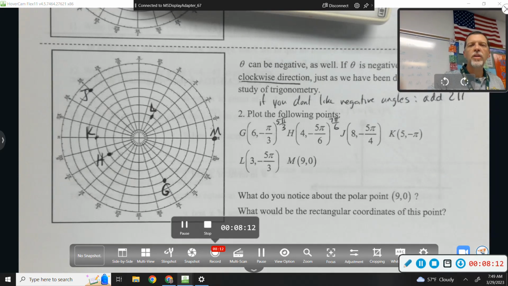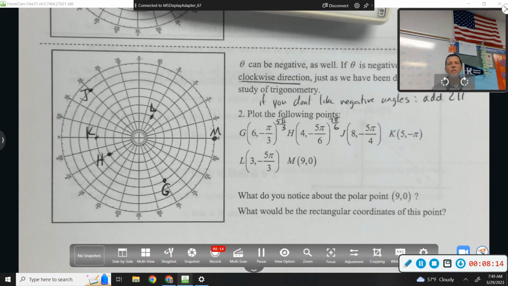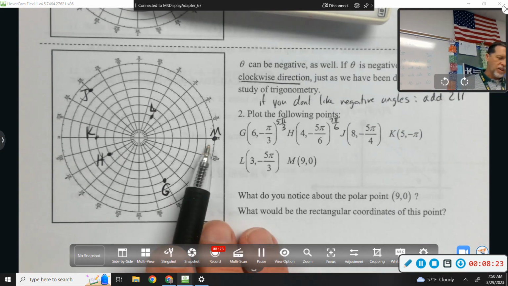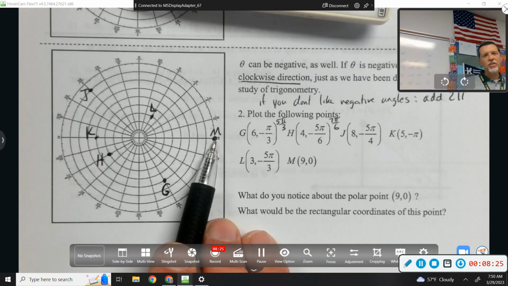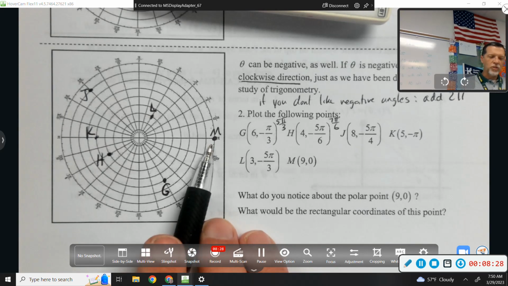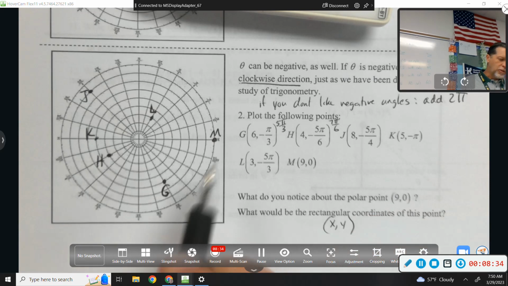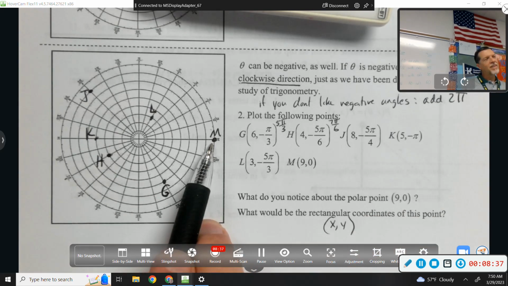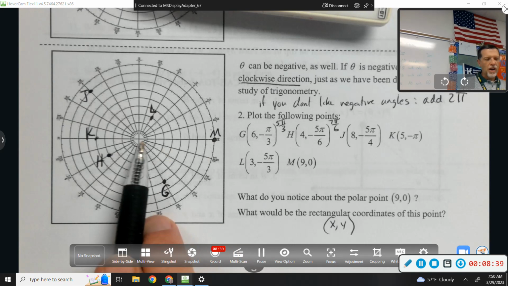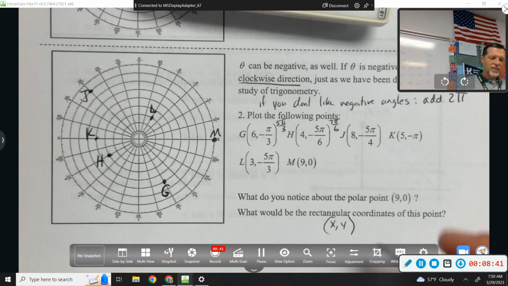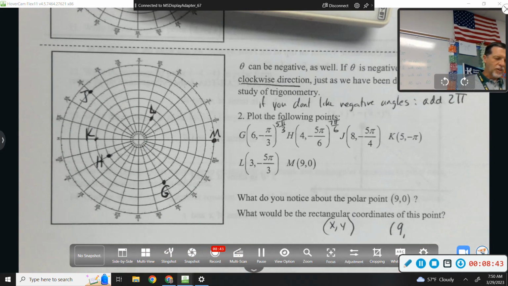This question, what do you notice about the point 90? I'm not sure what you're supposed to notice about the point 90, except that if you read the next question, what would the rectangular coordinates of this point be? The others are all kind of weird, but this point you should be able to figure out. In XY form, how would you describe this point? 1, 0. Well, how far out did we go? And how far up did we go?